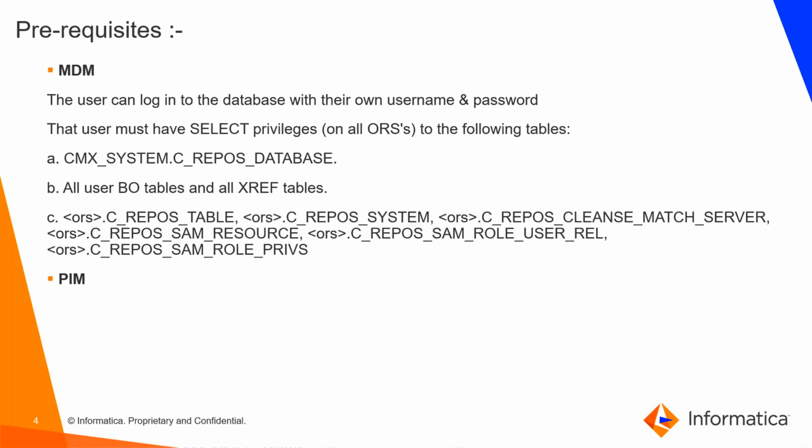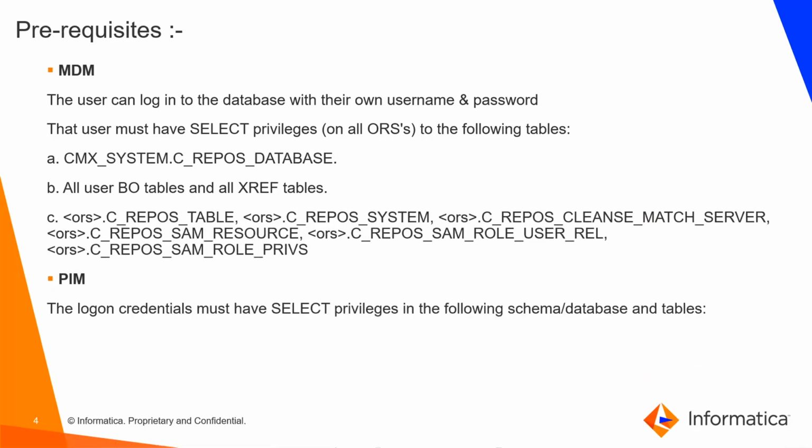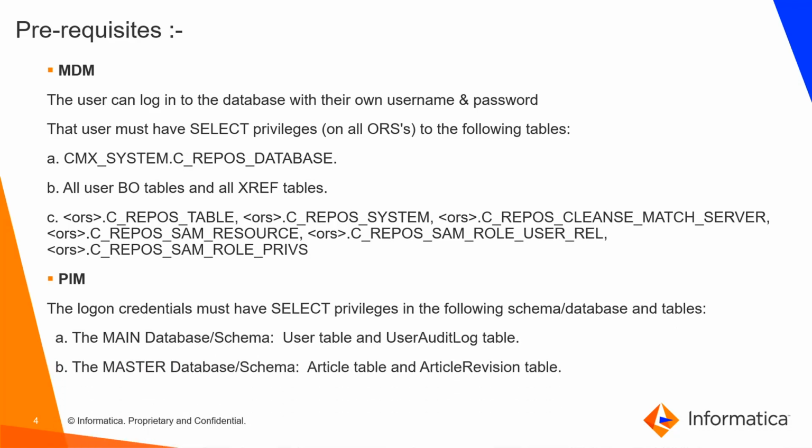And for PIM, the user should have select privileges on the following database schemas. The first is the main schema and the second is the master schema. For the main schema, the user table and audit table are the tables, and for the master schema, the article table and article revision table are the tables which should have access.